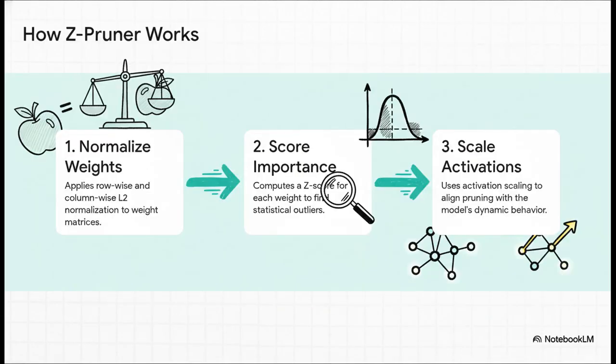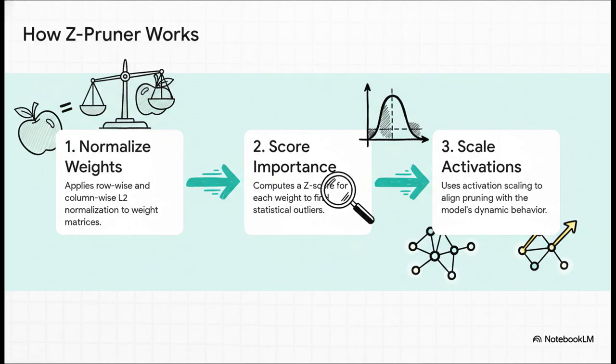It all breaks down into three pretty neat steps. First, it normalizes all the weights. Think of this as putting everything on a level playing field, so you're comparing apples to apples. Second, it uses a cool statistical trick called a z-score to find the connections that are true outliers, the ones that are mathematically the most important. And finally, it scales those scores with the activation data we just mentioned, so it gives a little extra priority to the connections that the AI uses all the time.